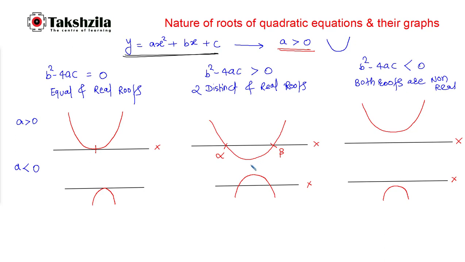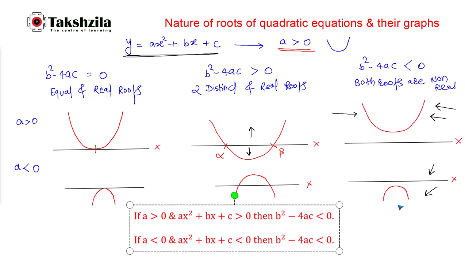Now y is positive when the graph is above the x-axis, and y is negative when the graph is below the x-axis. So over here in this case, you can see that the complete graph lies above the x-axis. It means over here the value of y is always positive. Similarly, over here you can see that the complete graph lies below the x-axis. Means over here the value of y is always going to be negative. In this case, the value of y cannot be negative, and in this case the value of y cannot be positive. So from this, what we can conclude, let's have a look at it.